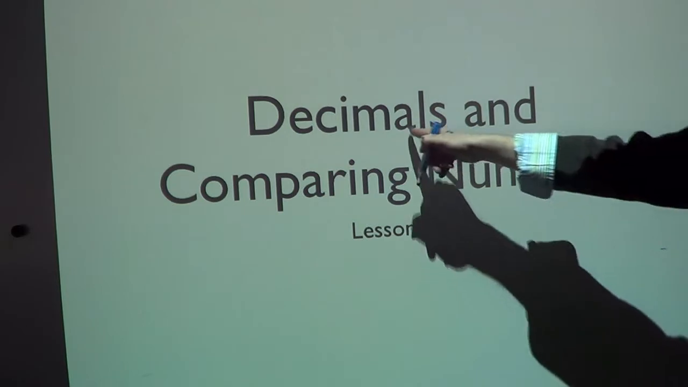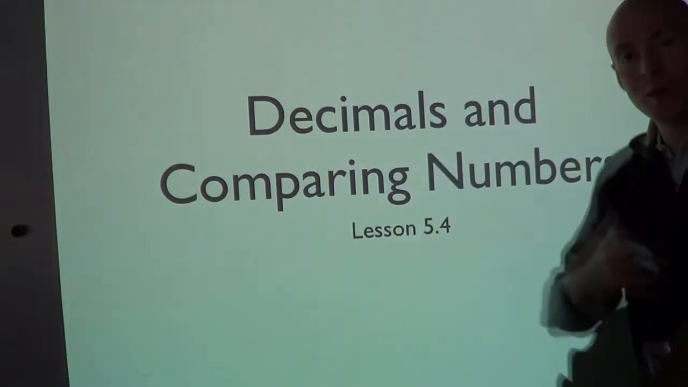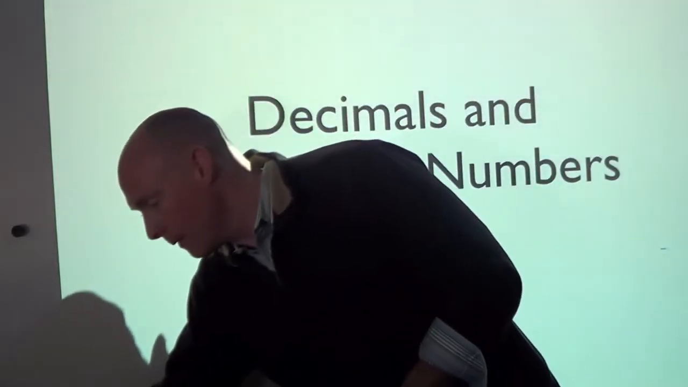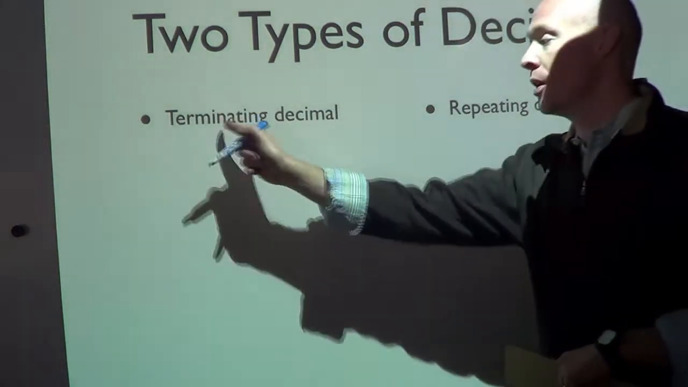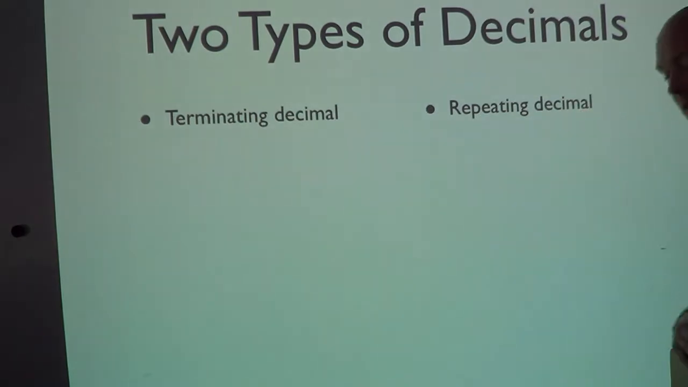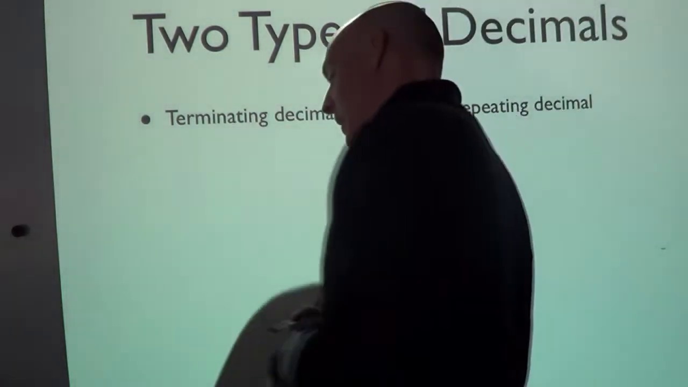This time we're going to talk about decimals and we're going to get into comparing numbers. First, there are two types of decimals we need to know. Terminating decimals and repeating decimals. Let's start with terminating decimals.